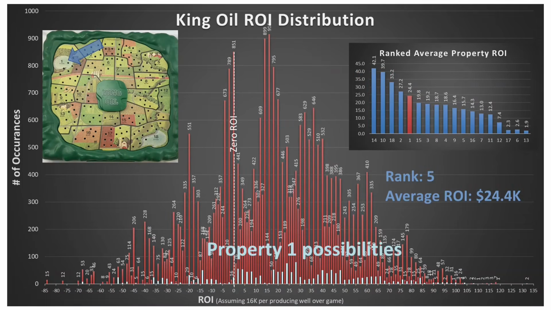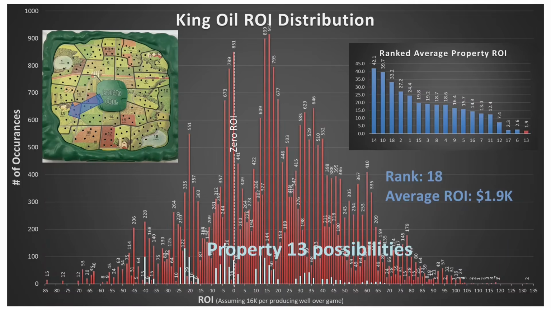Property 1 ranks 5th with an average ROI of $24,000. But Property 14 is the winner at $42,000 ROI, benefiting from the lack of boreholes in that dead zone middle ring. Property 13 is the worst with an ROI of just $2,000. Nearly 40% of its holes lead directly to that scarce middle ring.